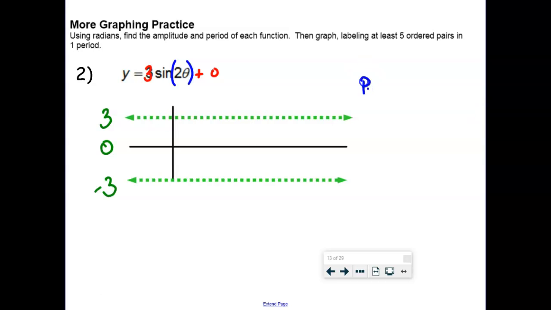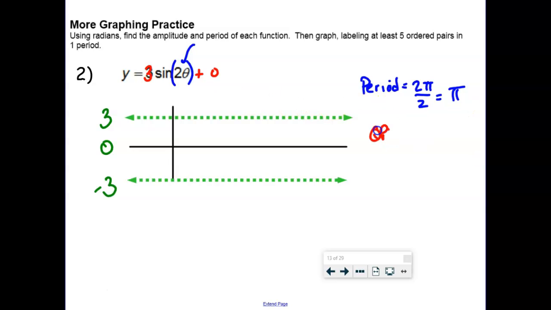So let's talk about the period length. It is no longer a traditional 2 pi period. It's 2 pi divided by the b value, so 2. And that means my period length is pi, which kind of makes sense, knowing that this 2 means I would have had 2 full sine cycles by the time I hit 2 pi. All right, quarter point.